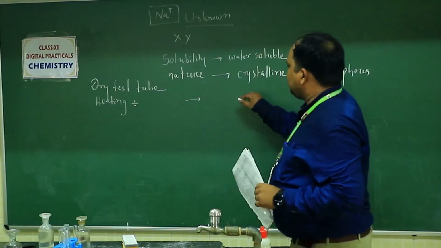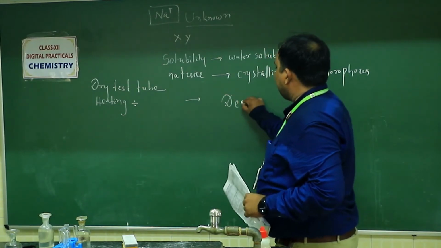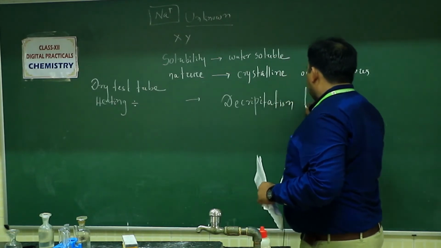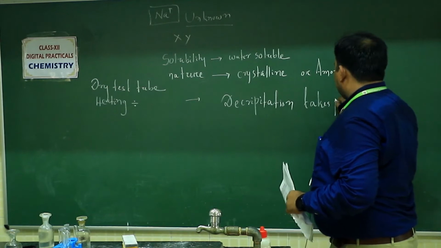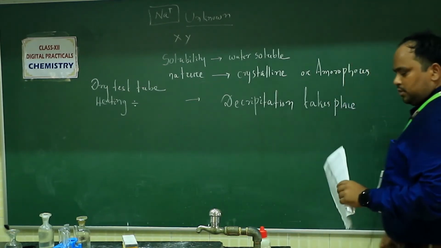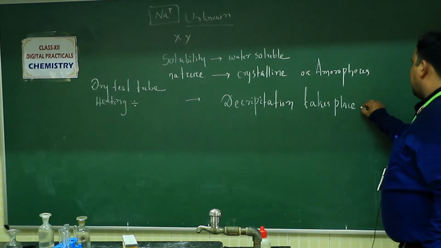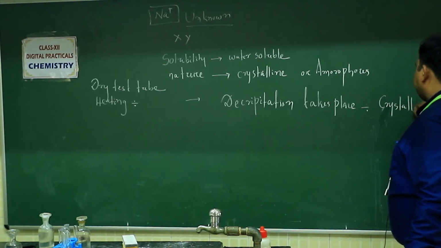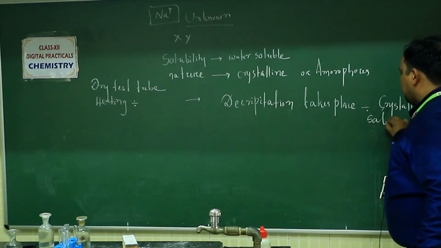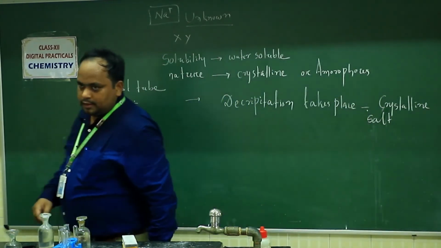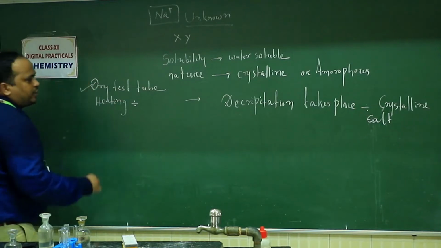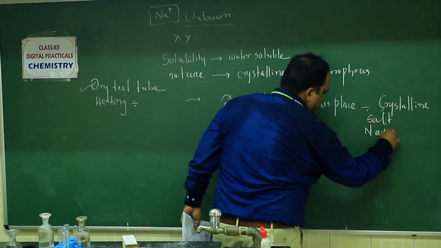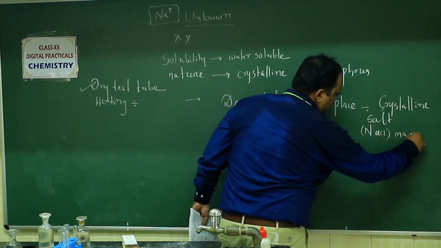So decrepitation may come. This is your decrepitation takes place. Decrepitation, I already said, means you will get a sound, a crackling sound. So decrepitation means a crystalline salt is present. After dry test tube heating, if it is a crystalline salt, it may be NaCl, KCl. Assume NaCl, may be present.